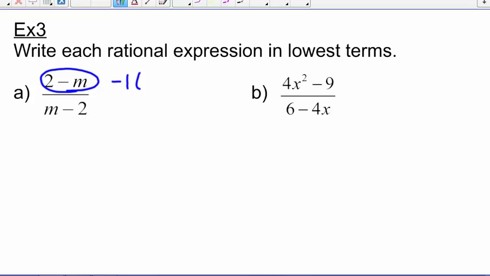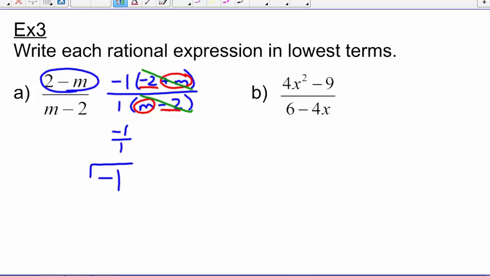So I can pull out a negative 1 and rewrite it as negative 1 times negative 2 plus m. The bottom, I can just pull out a 1. And now if I look, the bottom and the top are the same. M minus 2 and negative 2 plus m. Yeah, negative 2, negative 2. So these are the same. So I really have negative 1 over 1, which is really just negative 1.